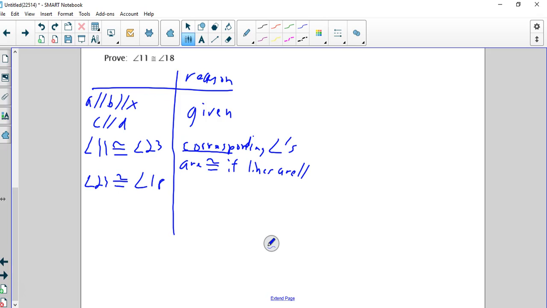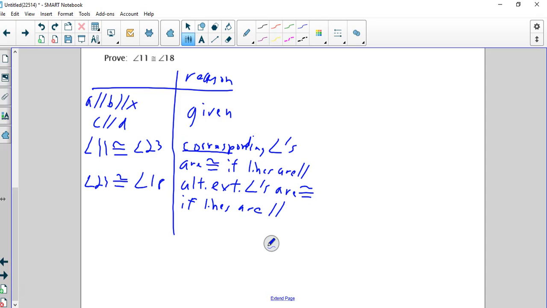And once again, we can abbreviate: alternate exterior angles are congruent if lines are parallel. And you can use all the symbols and abbreviations you want. And if you want to start off by saying if lines are parallel, alternate exterior angles are congruent, that's fine also.